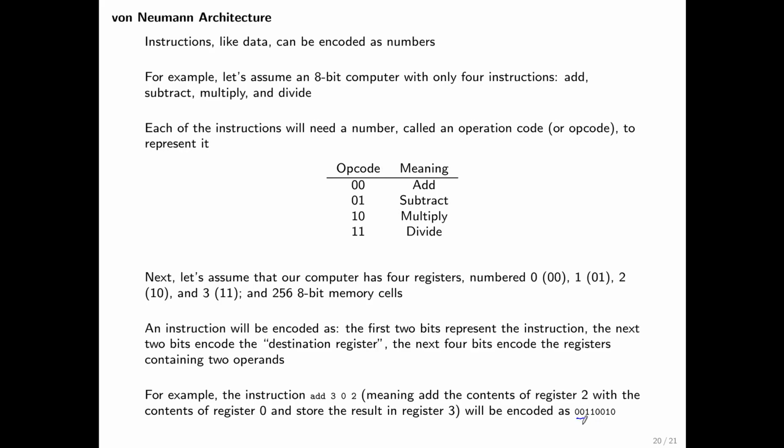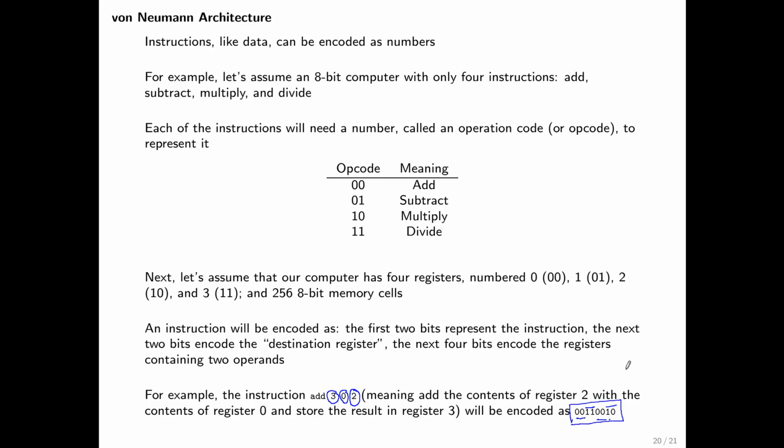That stands for add. The next 2 bits represent the destination register, which is 3. And 3 is 1, 1 in binary. And the next 2 bits represent one of the 2 operands, 0. Okay, 0 in binary is 0, 0. And the last 2 bits represent this register, register number 2, which is 1, 0 in binary. Okay, so this instruction is represented as this binary number.